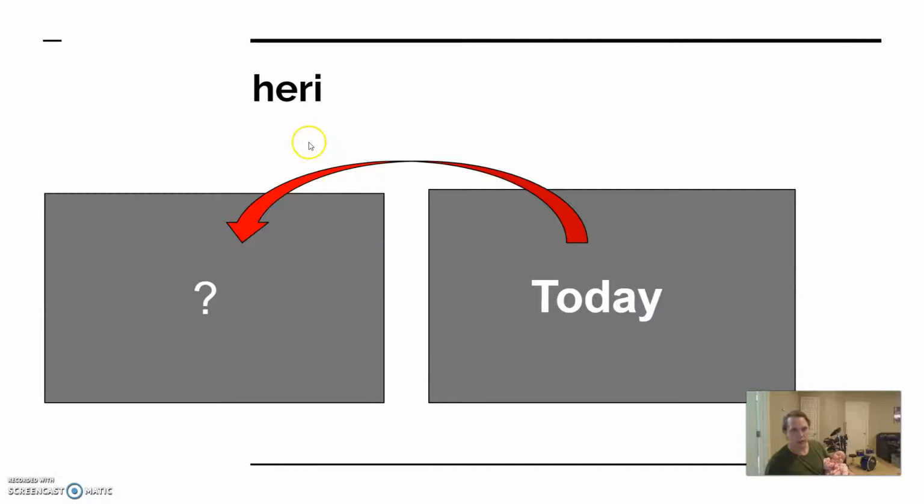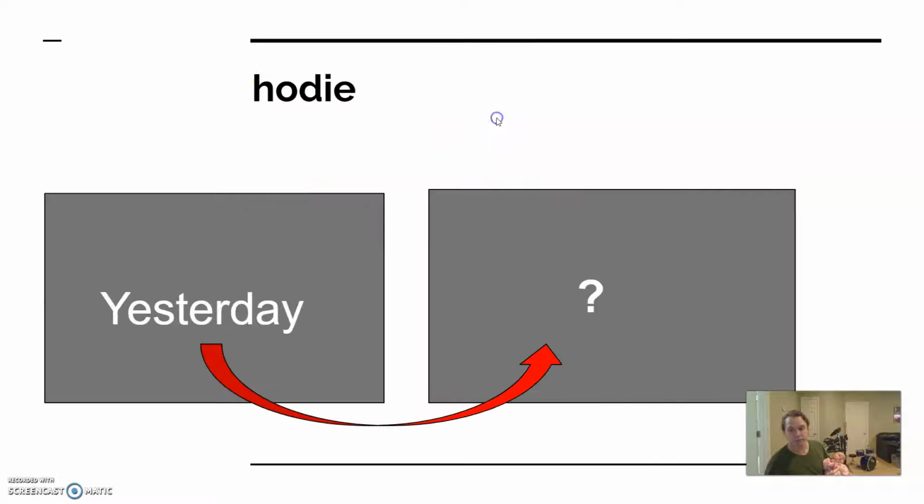All right. Then we got heri. Hodie, heri. Today, yesterday. One way you can remember this word is by remembering the phrase, yesterday I was hairy, but then I shaved. That doesn't help anybody, I don't think, but I think it's funny. Heri means yesterday. And then the opposite of that, hodie. We say this at the beginning of class every day. Hodie means today.